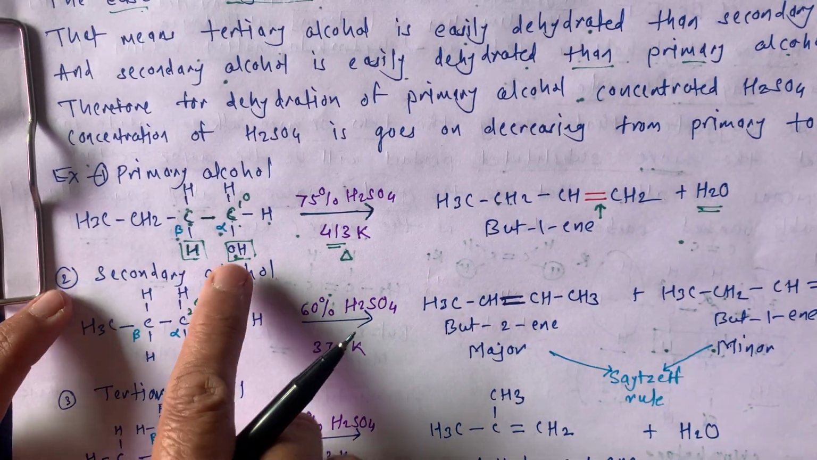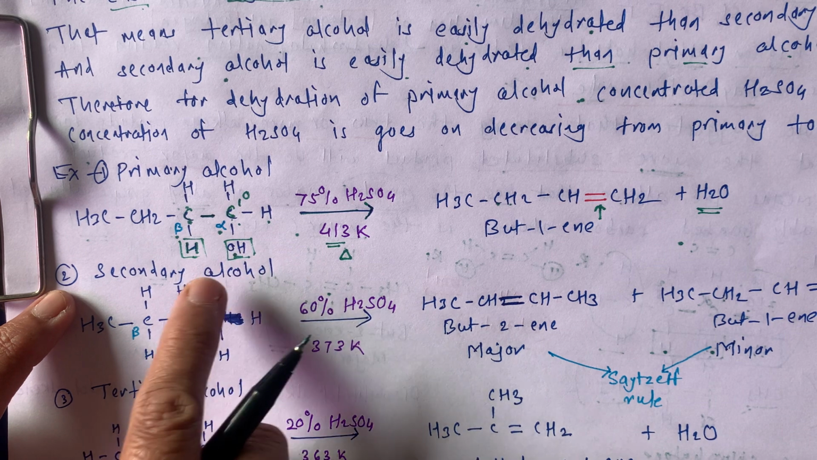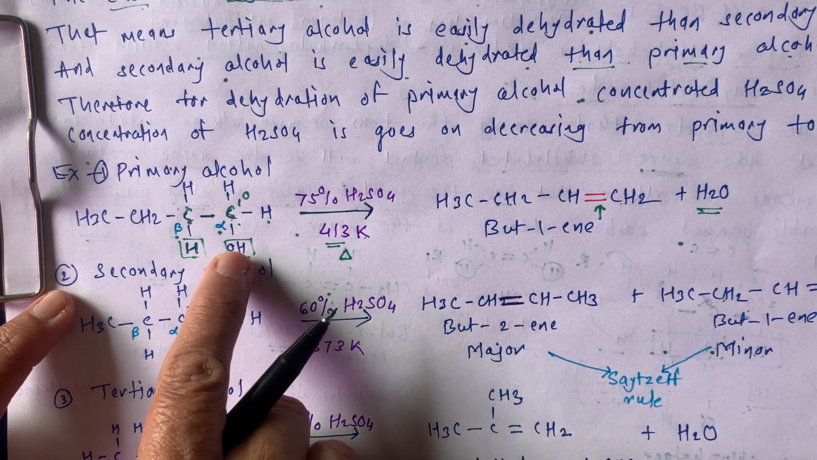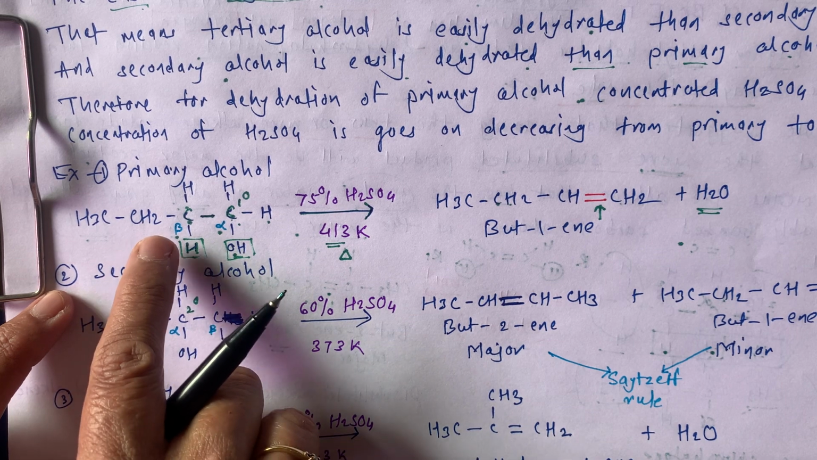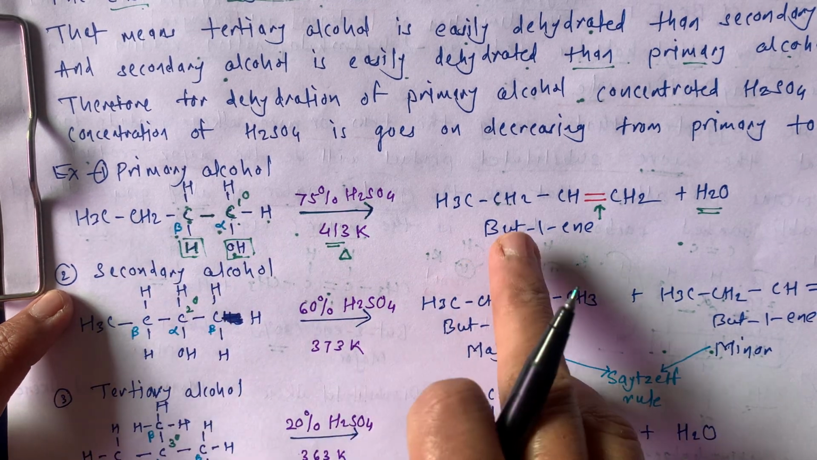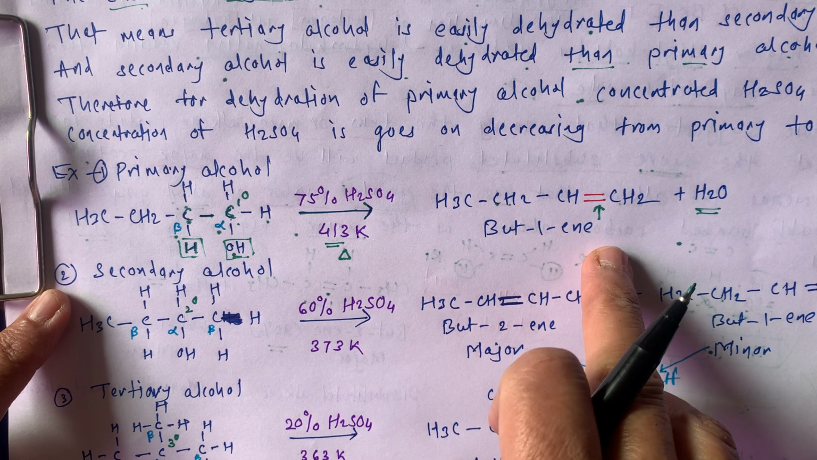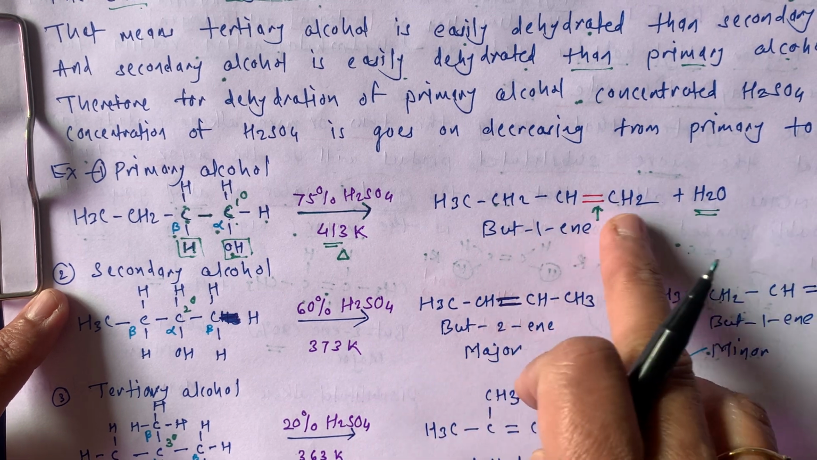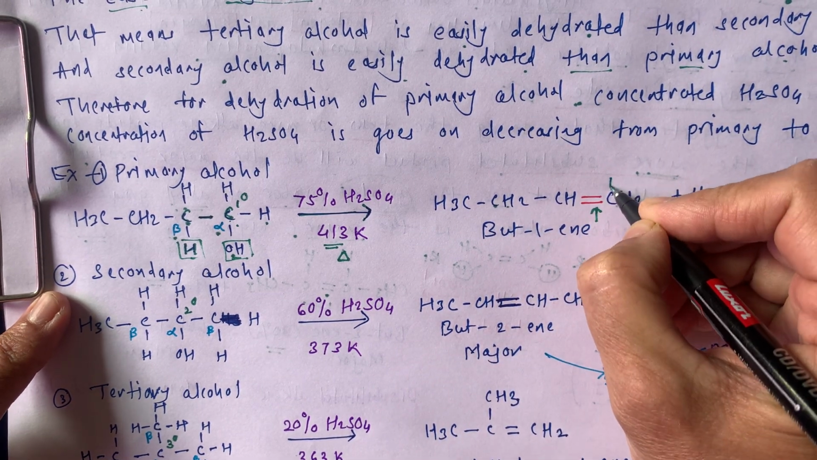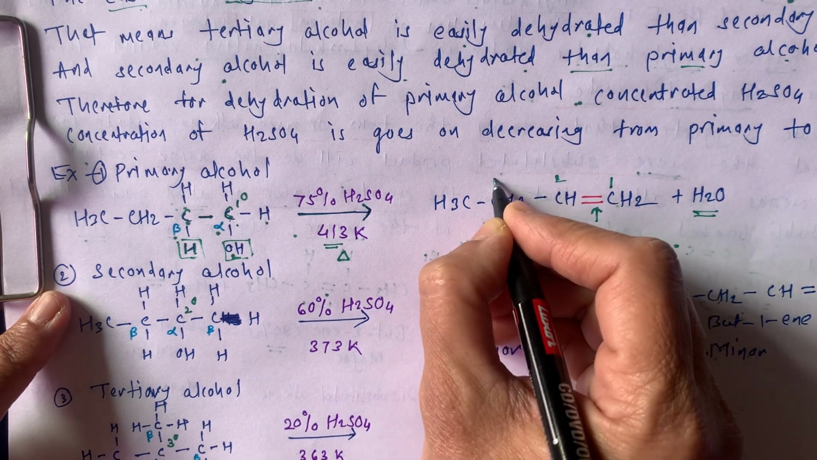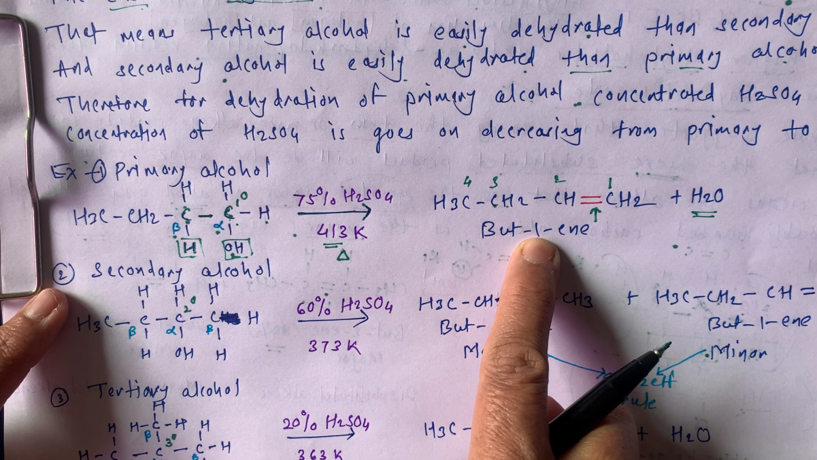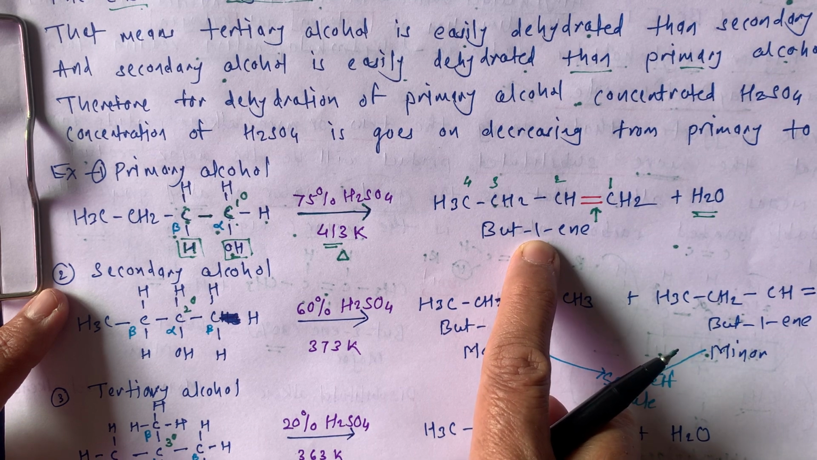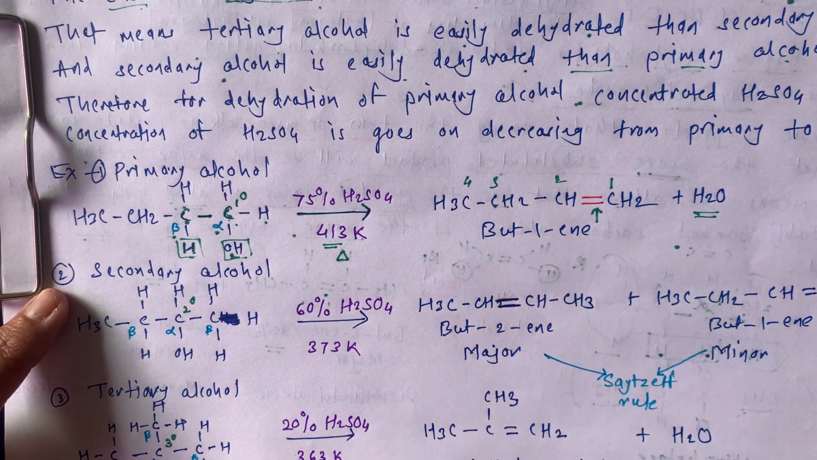So what is here? See here, this is our butanol. This butane alcohol is converted now into butene, that is but-1-ene, because on the first carbon, this is the first carbon, second carbon, third carbon, fourth carbon, on the first carbon there is the double bond, so we mention here number 1, but-1-ene.